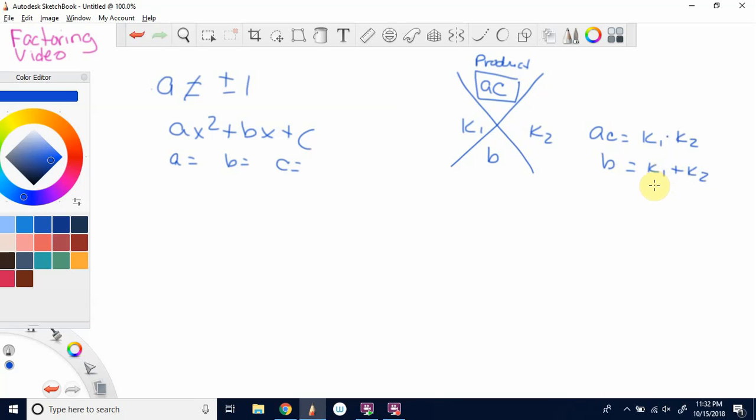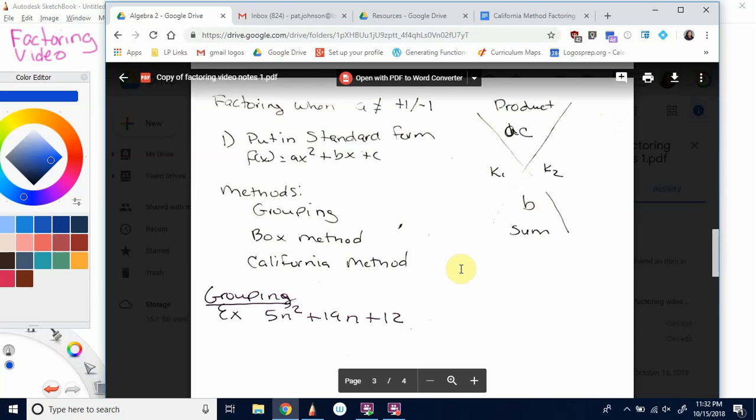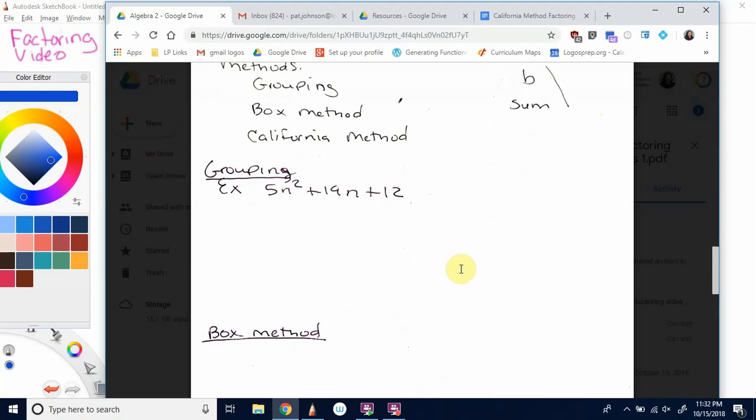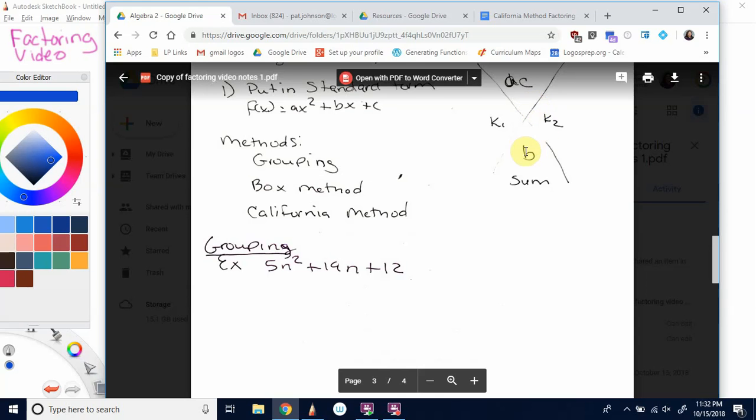So write this down because it's not in there. This part is, but this isn't. Okay, so this is a little different. So now we're going to have three methods. We're going to have the grouping method, the box method, and the California method. So let's start with the grouping method. We're going to use the same problem for all three, and we're going to keep it up here.